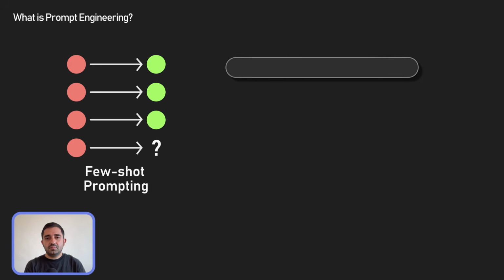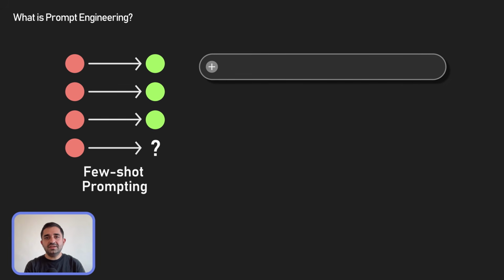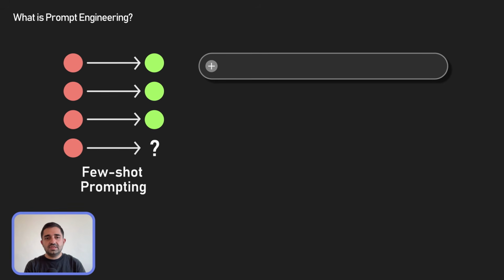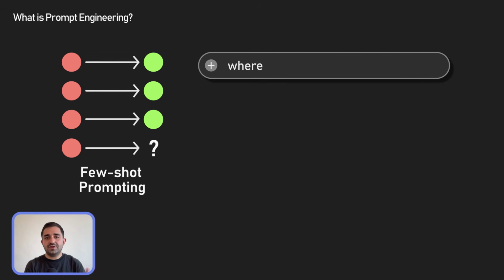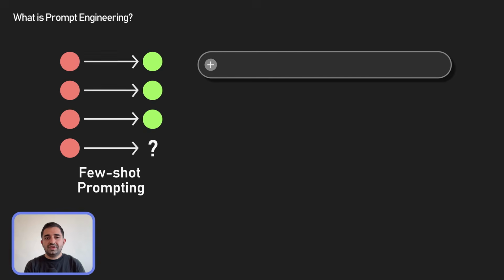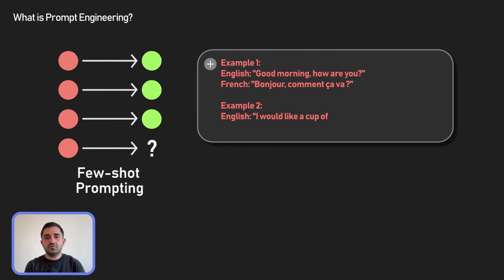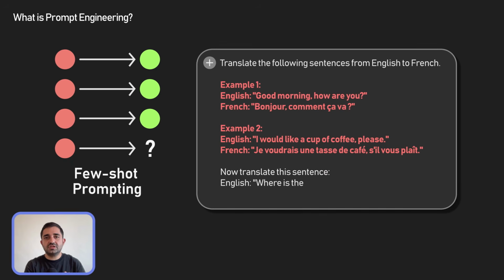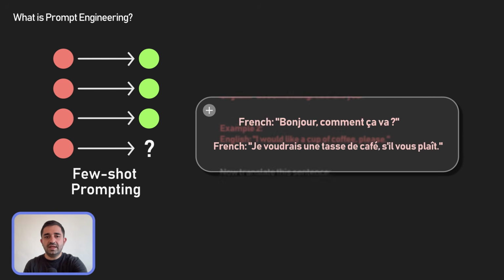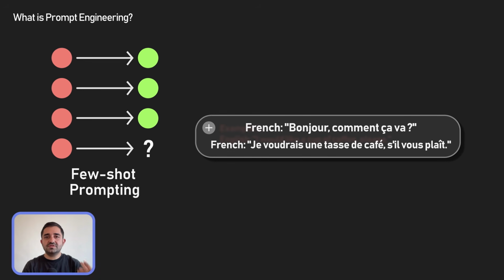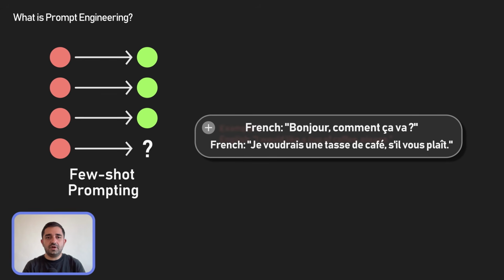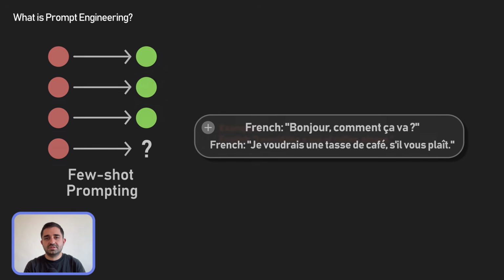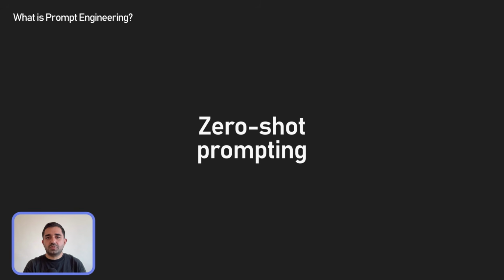For example, if we want to use an LLM as an English to French translator, instead of just sending the query, "Where is the train station?" we can first provide a few English to French translation examples and include them in the prompt as part of the instruction. This way, the LLM can follow the same format, tone, and style we desire by following the format of provided examples.